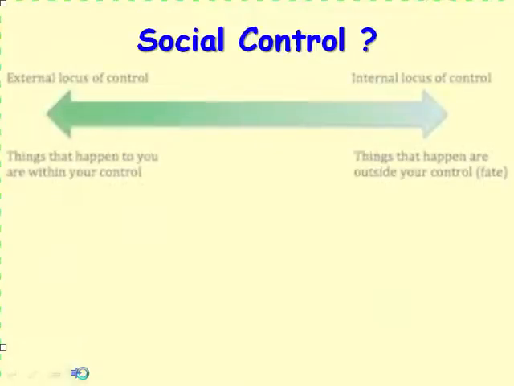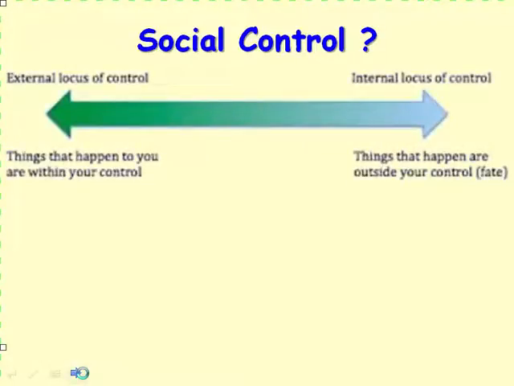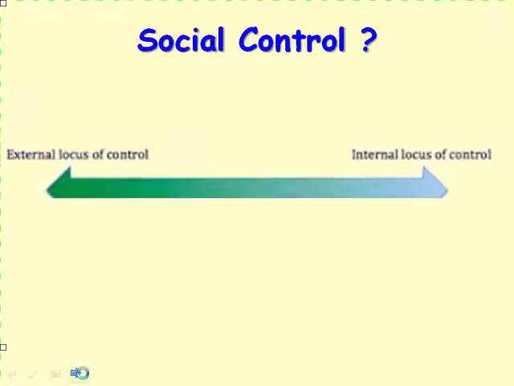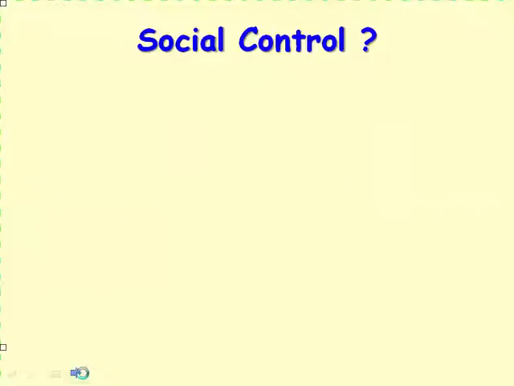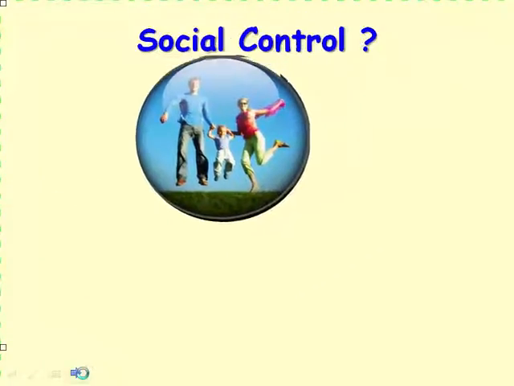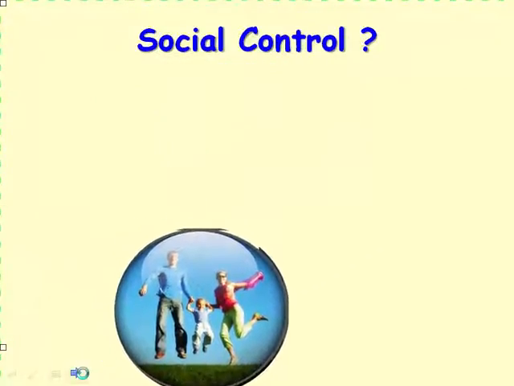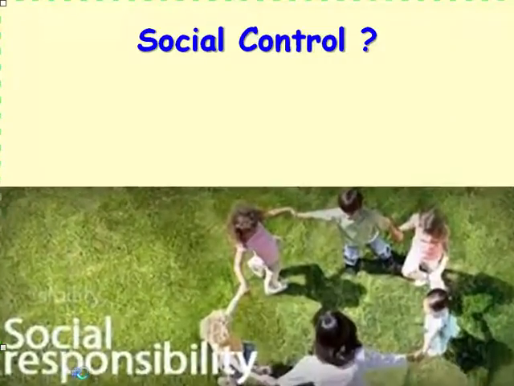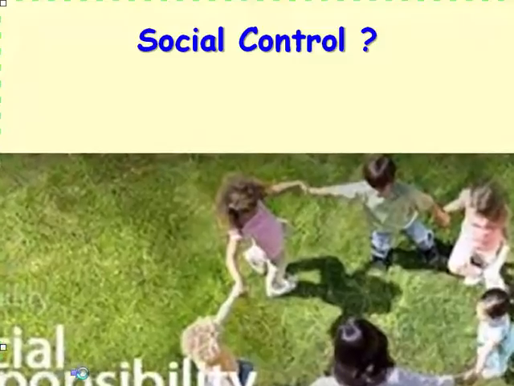What is social control? Social control consists of practices that social groups use to encourage conformity to norms, rules, and laws. Laws are formal and written norms. The purpose of social control is to discourage deviance. There are two kinds of social control.